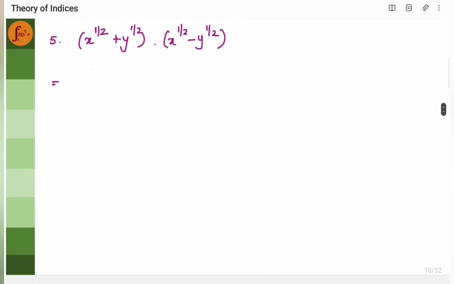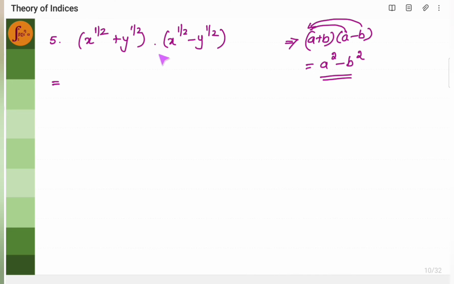Let's solve this fifth one. Here we'll have to multiply. So, this is of the form, so there is a simple formula here. (a plus b) into (a minus b) is equal to a square minus b square. Basically, when you multiply this with this, and when you multiply b with a plus b, you're going to get a square minus b square. You can either remember this formula, or you can multiply 1 by 1.